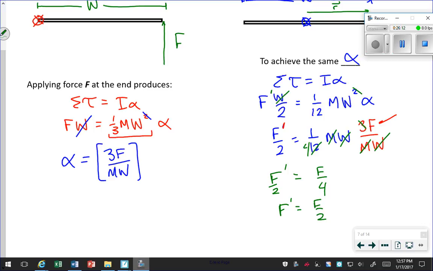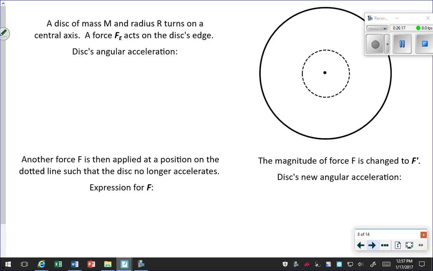Okay, I think that's a good place to wrap. Here's what I'd like you to do. This is about this assembly here. Not an assembly, it's just a disk. That's important. And there's a radius here, capital R. And of course, F_E acts like this, let's say, on the disk's edge. 1, give me an expression for angular acceleration.